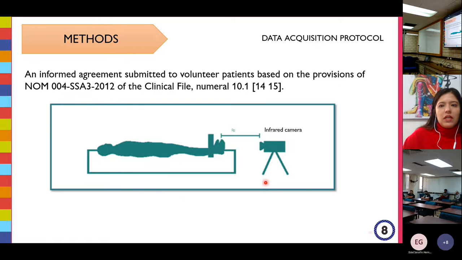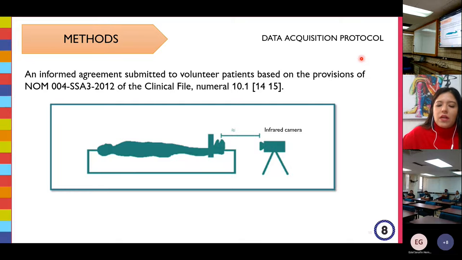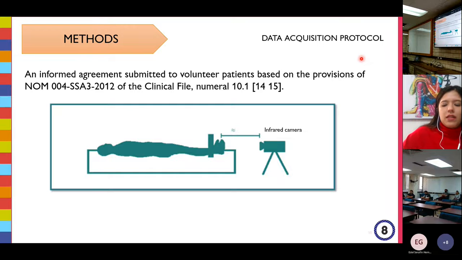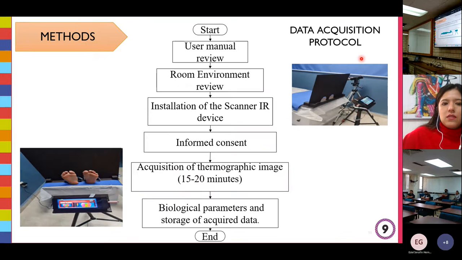Talking about the data acquisition protocol, we designed an informed agreement in order to protect the patient data. And the data acquisition protocol was designed to have repeatability and reproducibility in the results. And we have this process to do the study, as we can see.